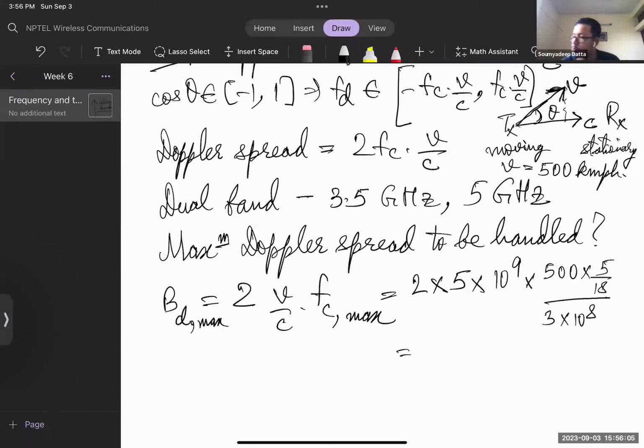So I am getting it to be something like 4.63 kilohertz. Somebody can verify and tell me.